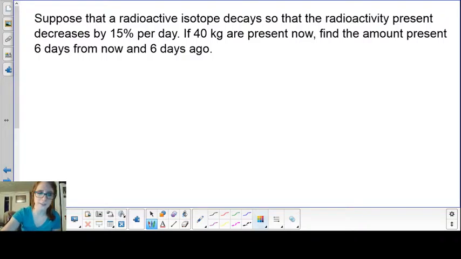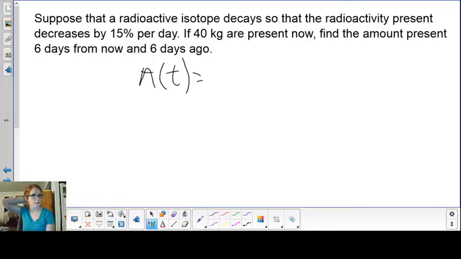Well, first we need our equation. So I have A of T, so amount after some time. Well, how much did I originally start with? How much of my radioactive isotope do I have? Well, there's 40 kilograms present right now, so that's going to be my initial amount because I'm saying that this point in time is what my initial is.